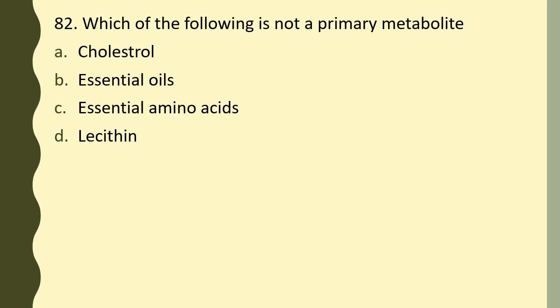Which of the following is not a primary metabolite? Option A, cholesterol. Option B, essential oils. Option C, essential amino acids. Or option D, lecithin. Which of the following is not a primary metabolite? The correct answer is option B, essential oils. For example, the lemongrass oil, it is not a primary metabolite, it is a secondary metabolite which is produced in plants.